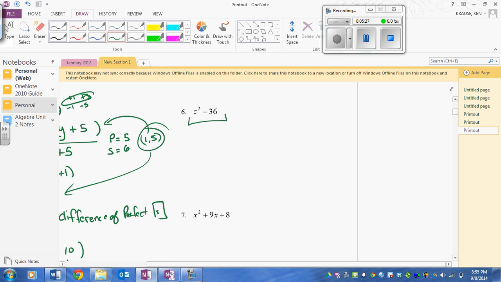So I got a binomial. This is z times z. This is 6 times 6, so it's the difference of perfect squares. Very simply, it's going to be z plus 6 times z minus 6.